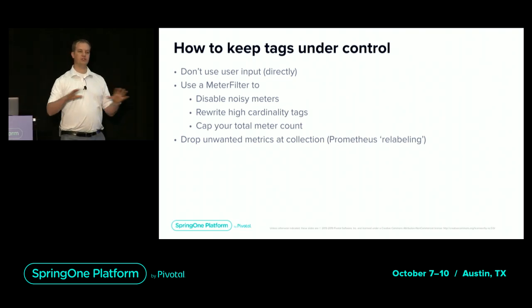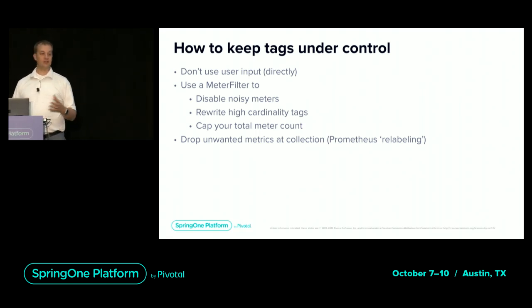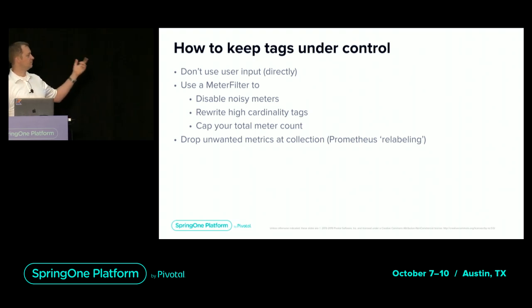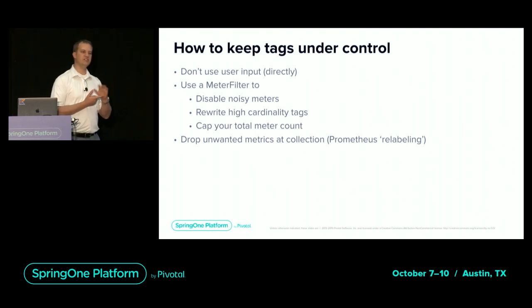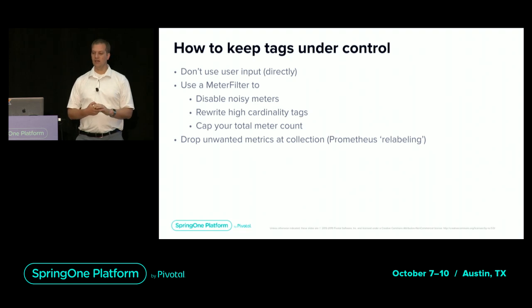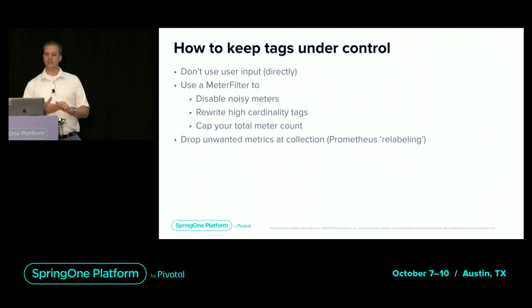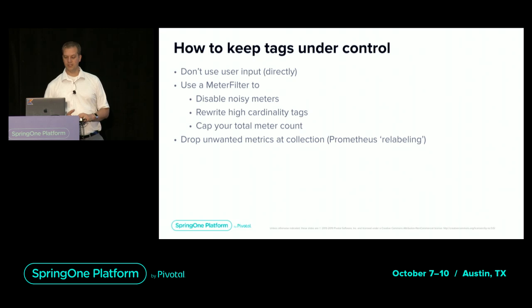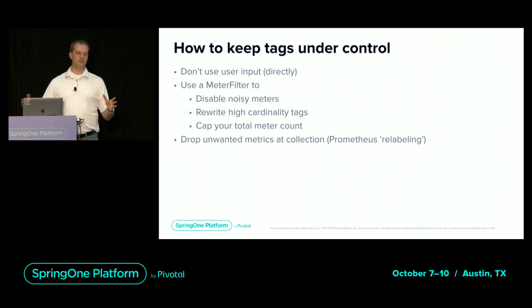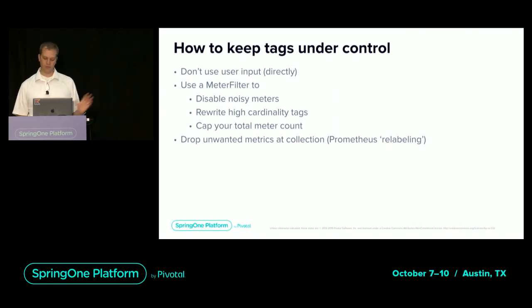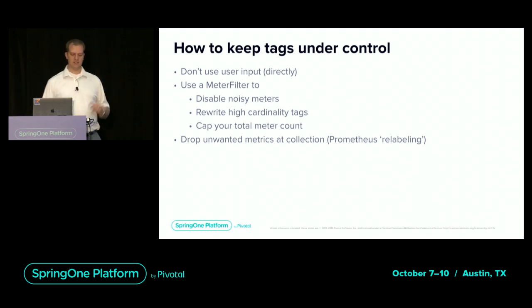So you don't want to use user input directly as your tags on your metrics. It can be tempting. You might want to filter it. And so we've got this meter filter concept, and we'll demonstrate that in the demo. That gives you the concept of disabling noisy meters, maybe rewriting tags that are high cardinality. Also, you can just outright cap your meter count so that it doesn't go above a certain number. Also, some systems like Prometheus have a concept of dropping metrics when you've passed a count too much. So we won't be looking at the Prometheus implementation, but that exists there.